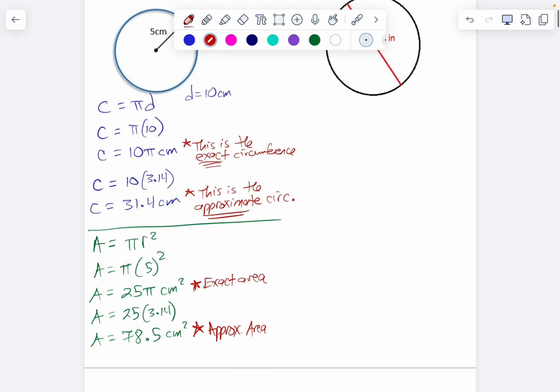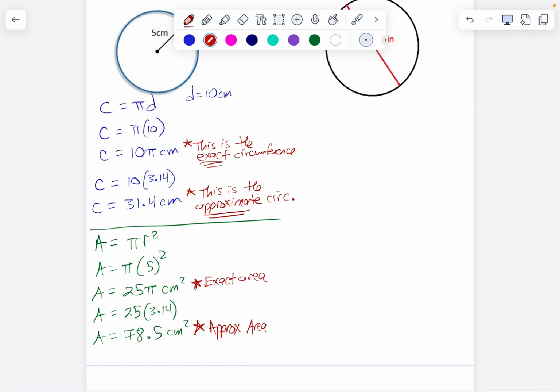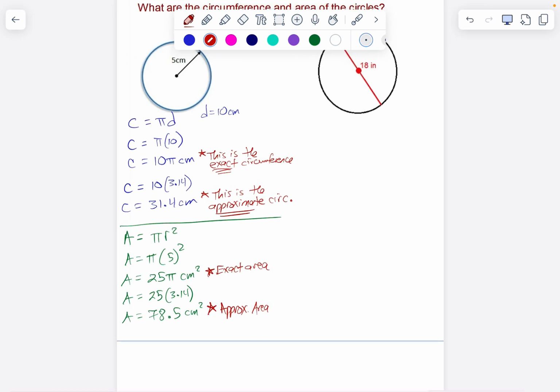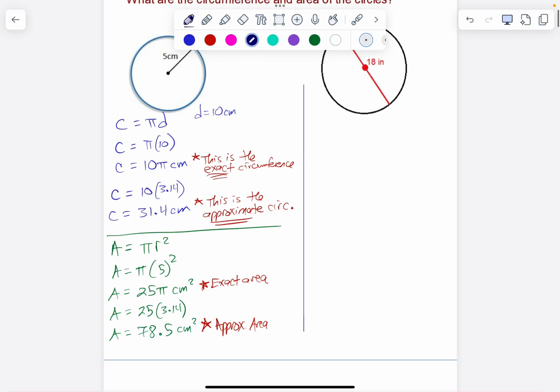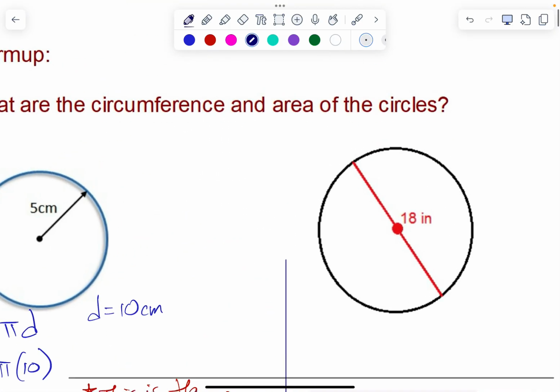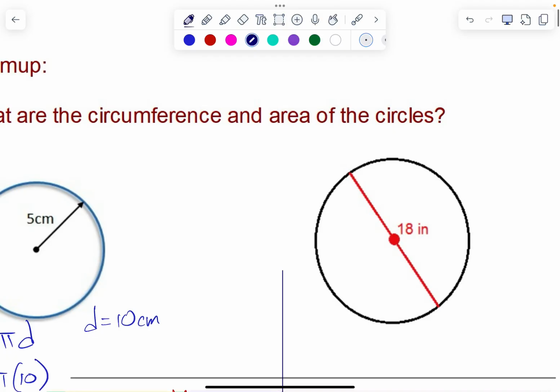So conceptually maybe it's new, but notice that the exact version is less work. We don't actually need to do the extra step of multiplying by something. We just stop there. It's less work. So the exact version, it's mathematically better. Maybe not practically better, but it is mathematically better. Questions on that? Go ahead and run through that same idea with this circle. So circumference and area of that one on the right.